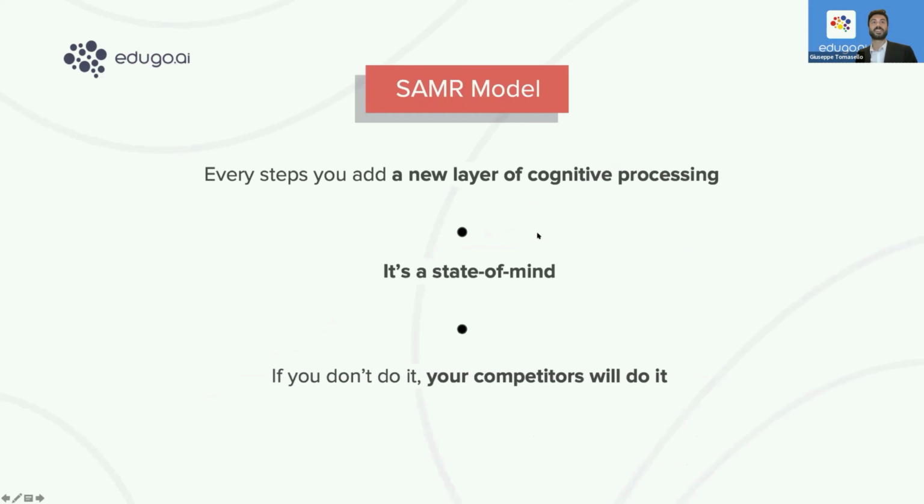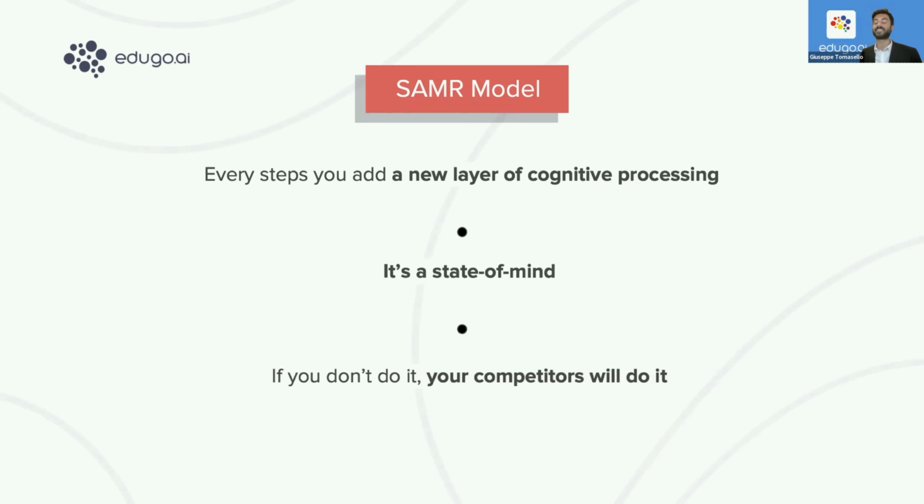So the first consideration is that every step that you add, you are basically adding a new layer of cognitive processing. This is really important because every time we move up in this hierarchy, we are adding new ways that students have to think and new ways they need to process information. In this way, it is new ways of learning, right? And the SAM model is actually a state of mind.